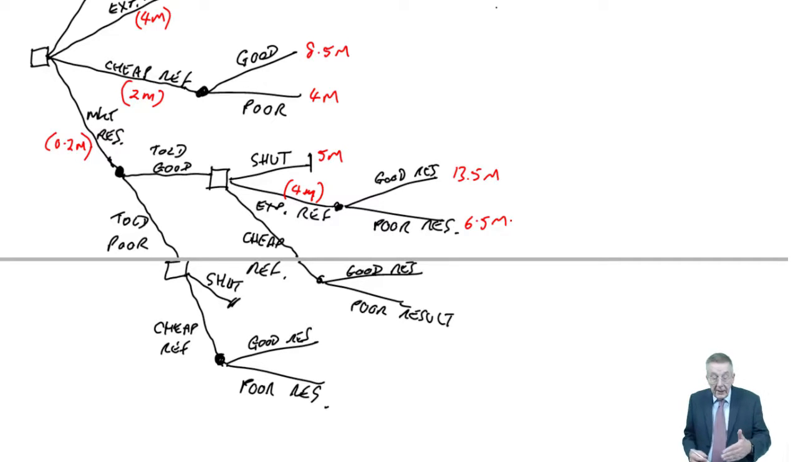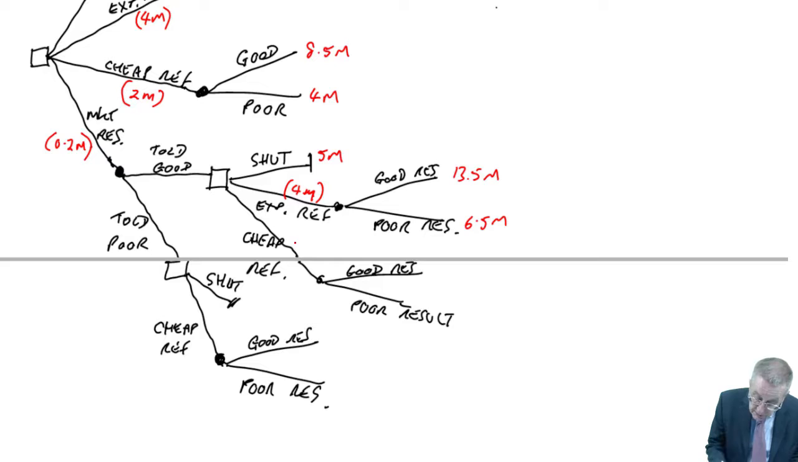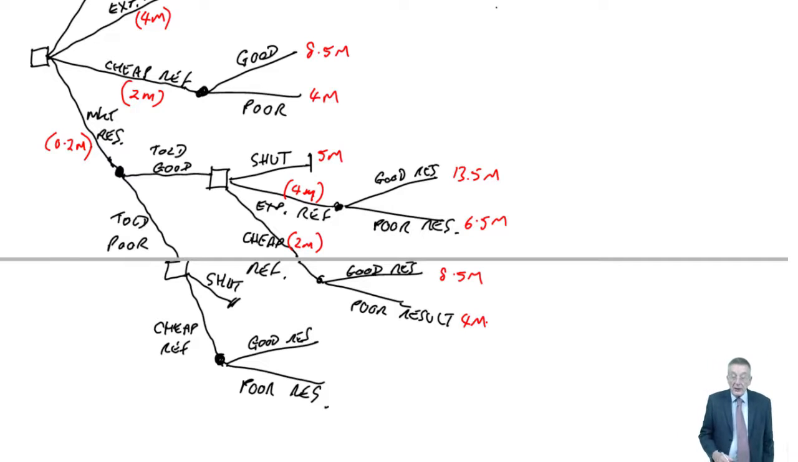If we've done market research, we paid 0.2 million. But if we then decide to do the cheap refurbishment, we'll pay out 2 million. And we get back 8.5 million or 4 million. So now we know all the various things that can happen there.